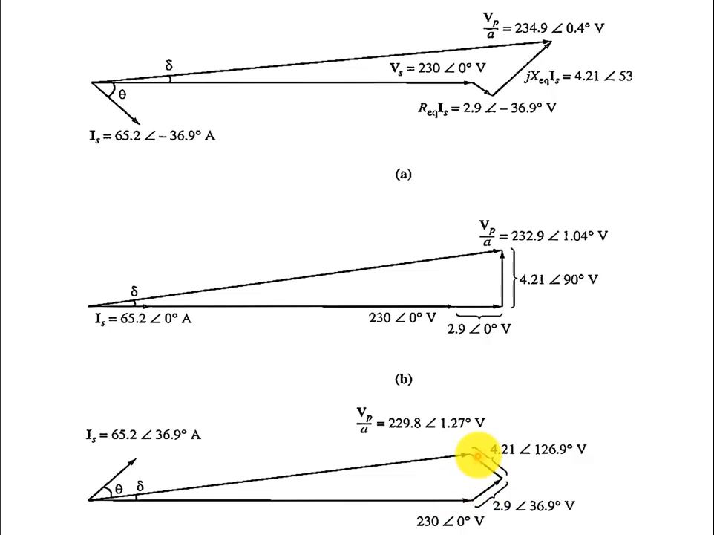So here we can see visually now that Vp over a is 234.9, just looking at the magnitude. This is 232.9 and this is 229.8. So as the power factor goes from lagging to leading, this voltage Vp over a is reduced.